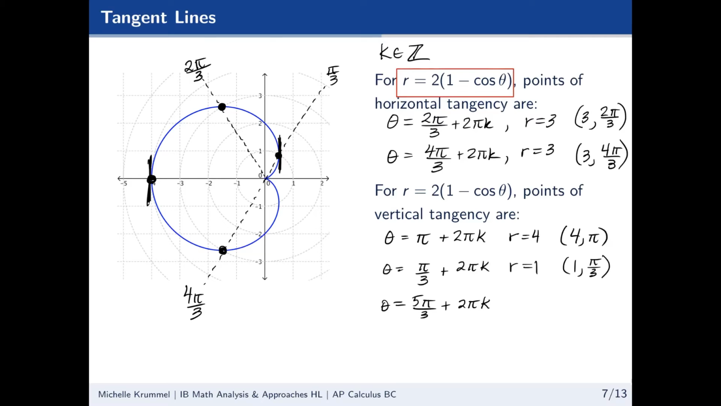And then 5 pi over 3, the cosine of 5 pi over 3 is also equal to 1/2, so we're going to get r equals 1 again. So 1 and 5 pi over 3, and that would be this point right here where r equals 1, and here's our angle 5 pi over 3. And we've got our vertical tangent line there.